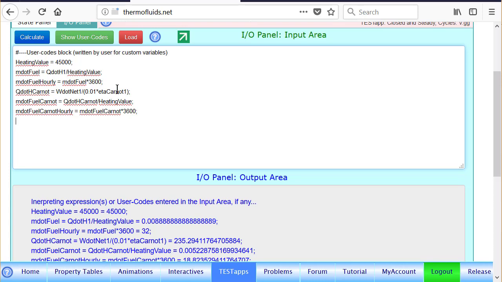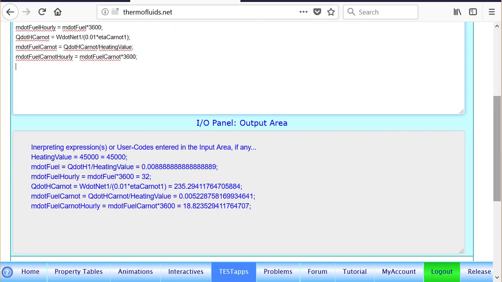So therefore, the fuel consumption in the Carnot cycle is again obtained by dividing that heat transfer by heating value. And that's the heat that is added to the cycle. And this much amount of fuel it must burn to produce or release that much amount of heat. And finally, hourly basis is just multiplied by 3600. So as you can see, the answers are found and displayed here. It's only 18.82 kg per second for the Carnot cycle, and it's 32 kg per second for the actual cycle that is given in this problem.